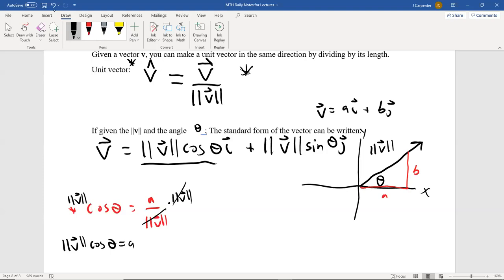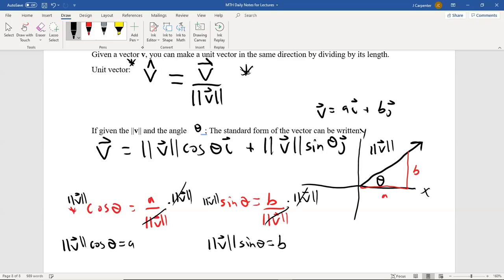It's almost identical work to get the y component. Instead, we need to use the sine. So the sine of theta would be its opposite, B, over its hypotenuse, which is the length. Multiply both sides by that denominator again, so that they cancel. And that tells us that the length of the vector times the sine of its angle is equal to B. And there it is.